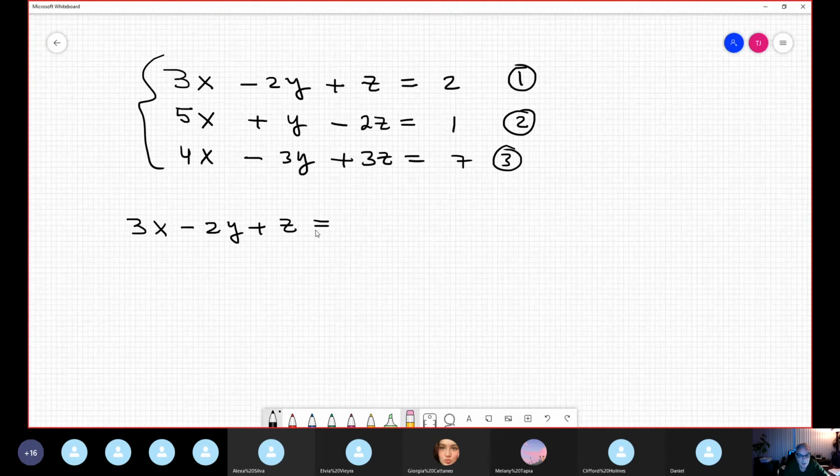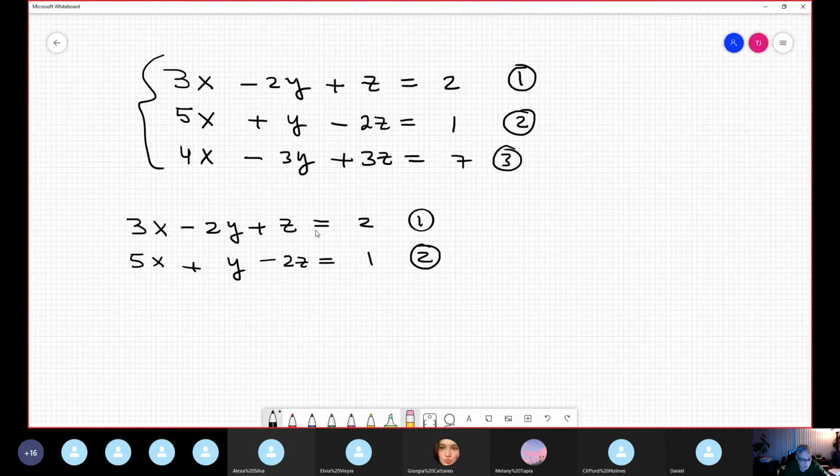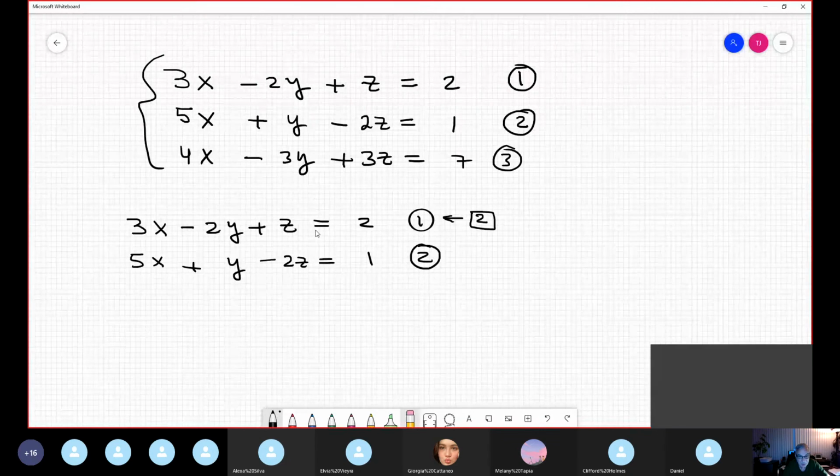I am free to do everything I want. This is equation 1 and equation 2. And the thing I try to do, using my experience from the previous example, is, for example, multiply the first equation by 2. What is the reason? Because 2 times z is 2z, and 2z positive and negative 2z.